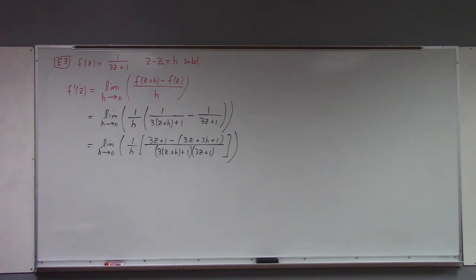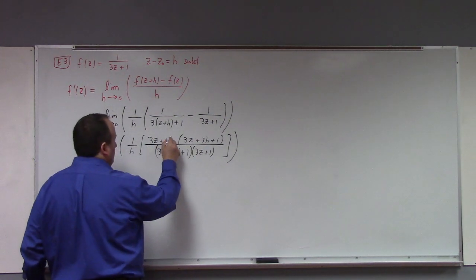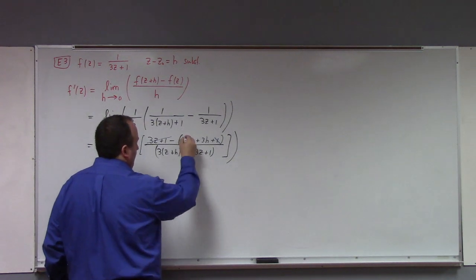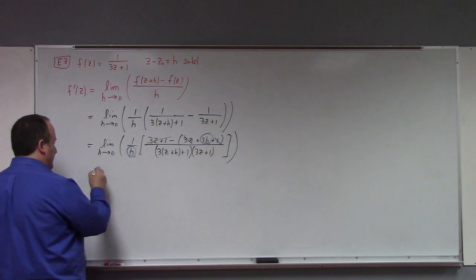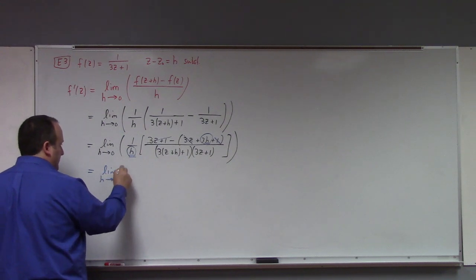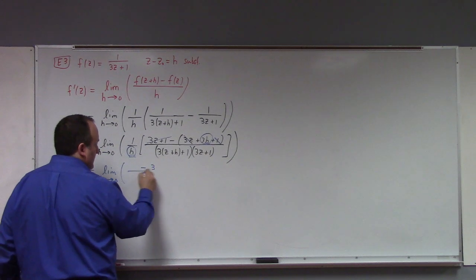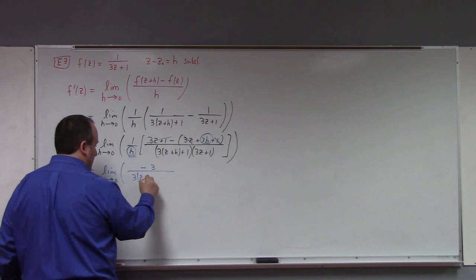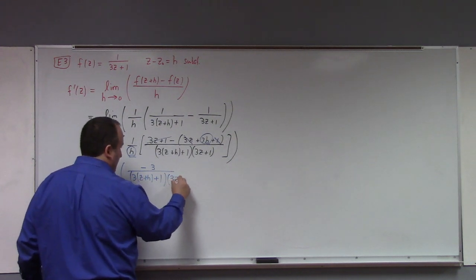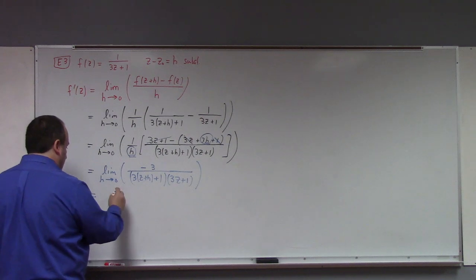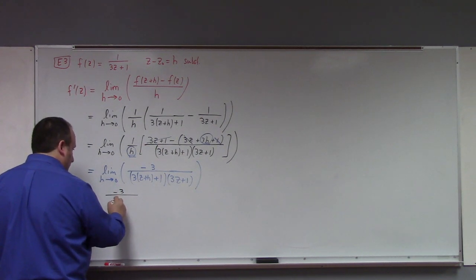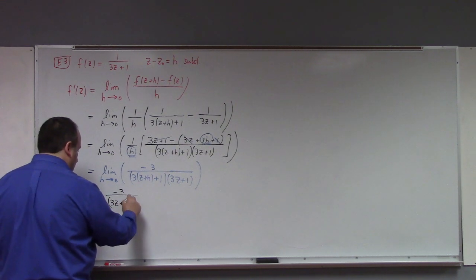As you can see, some stuff cancels, right? There is some cancellation that goes on there. Like my 3z plus 1 cancels with that and that, and just leaves me this term, right? But then if you look at it, this h and that h, they're going to reduce and just leave you with the limit as h goes to 0 of minus 3 over 3 times z plus h plus 1, 3z plus 1, which now we can just plug in, right? We get what? Minus 3 over 3z plus 1 squared. And there you go.